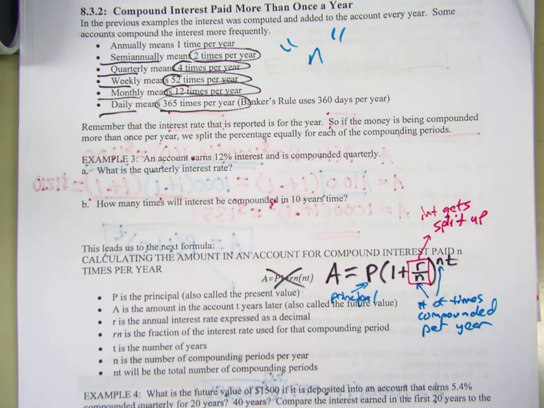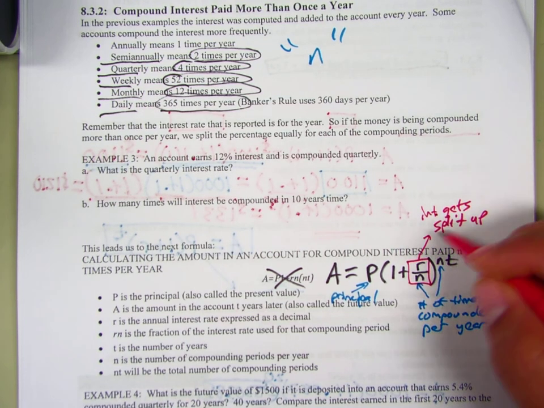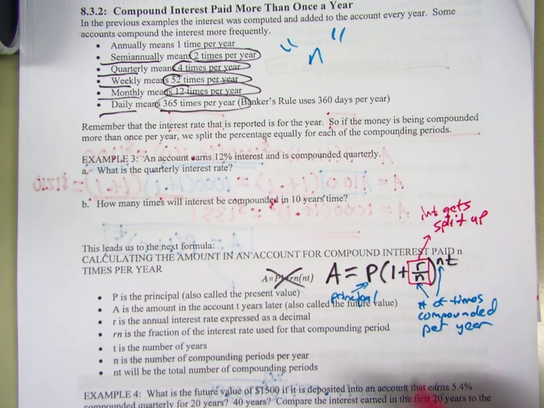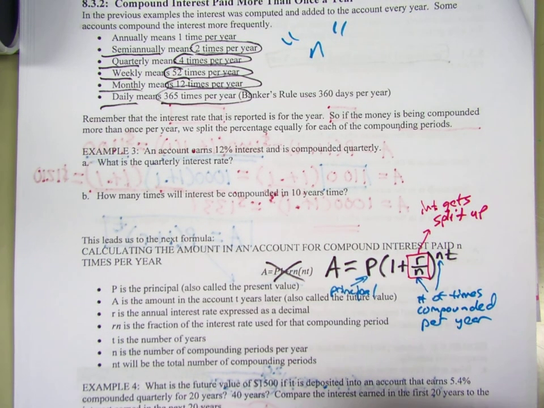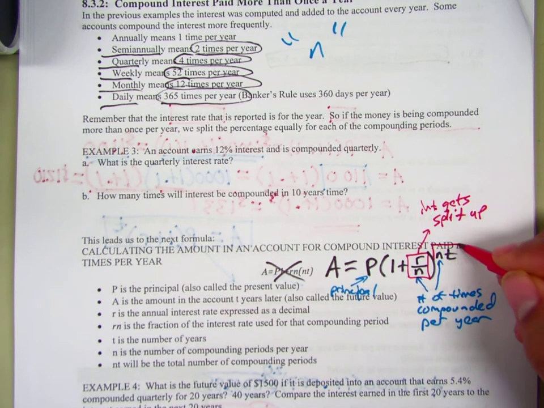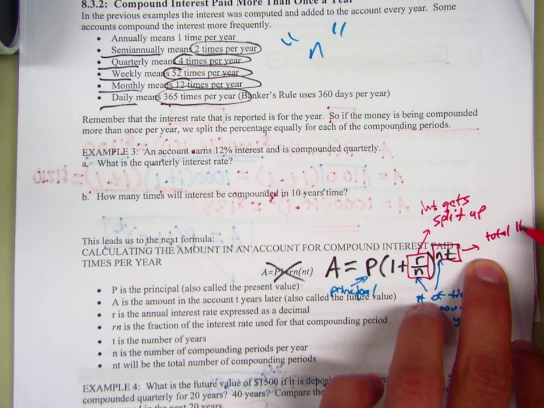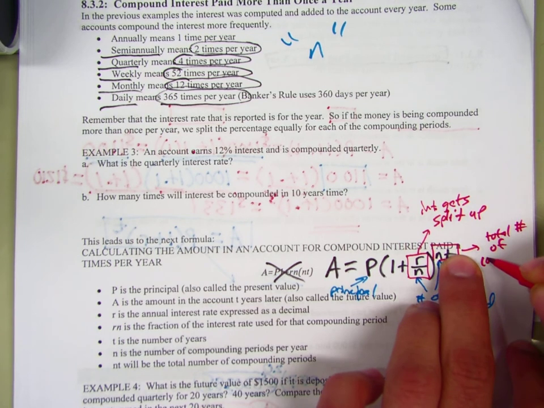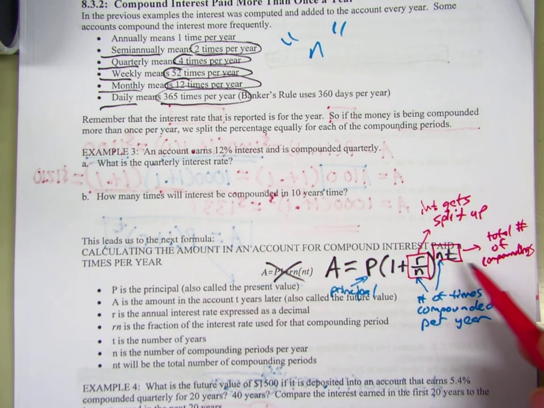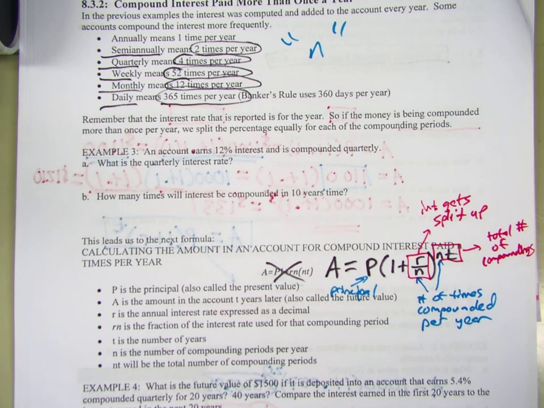So the R over N, what does it say on top of it? The interest gets split up. I'm just explaining what, yeah, that's where that comes from. And the exponent here, this n times t, this actually represents the total number of compoundings. In other words, it's the total number of times that you collect interest. Okay, and so if we do that example below it, I think it'll make some sense.